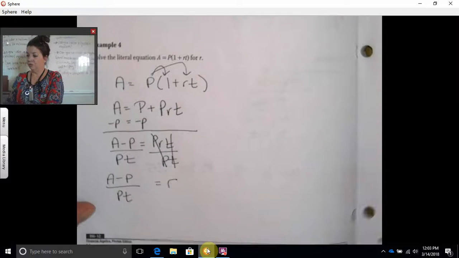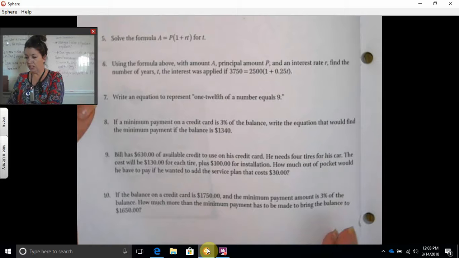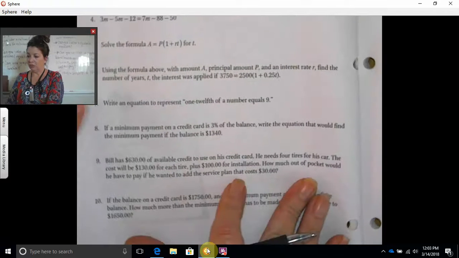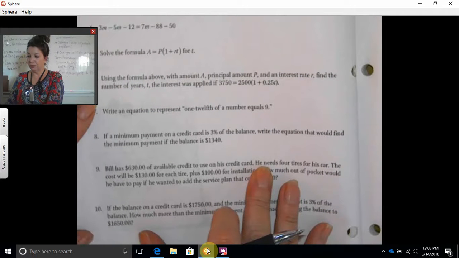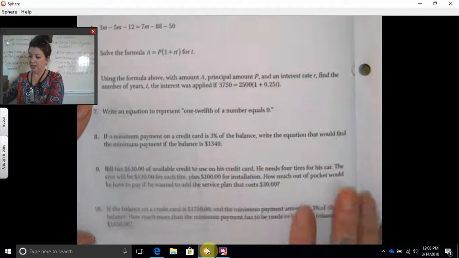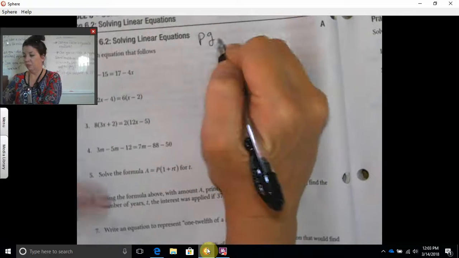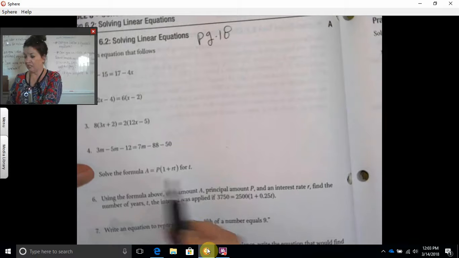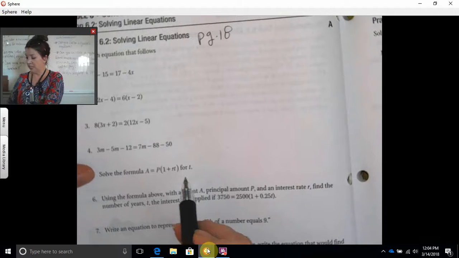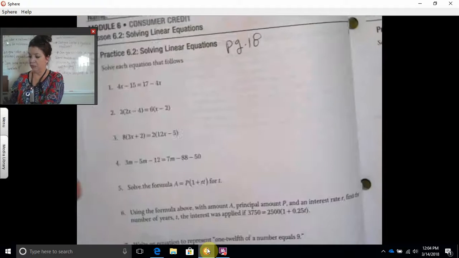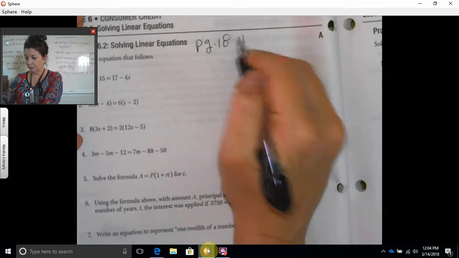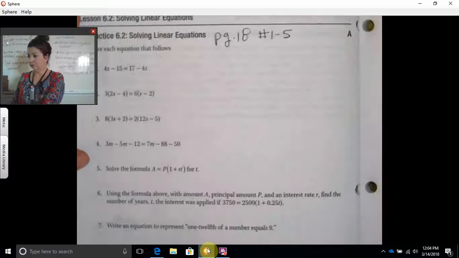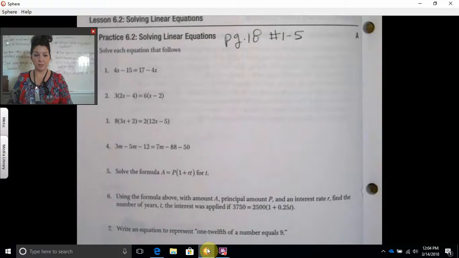So, 5th period, if you will turn to page 18. I want you to do 1 through 5. You may have enough room in your book, you may not. But you've got to show me your work. And number 5 is very similar to what we just did, except this time you're solving for t. So go back and look at example 4 to help you. Any questions?